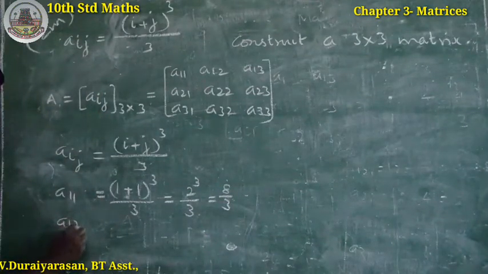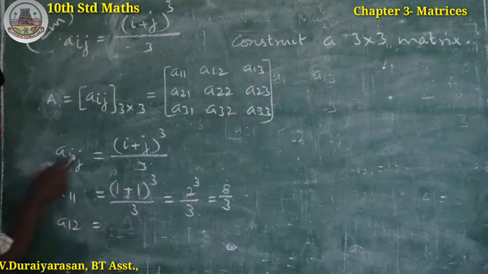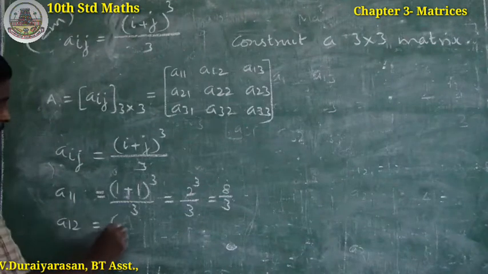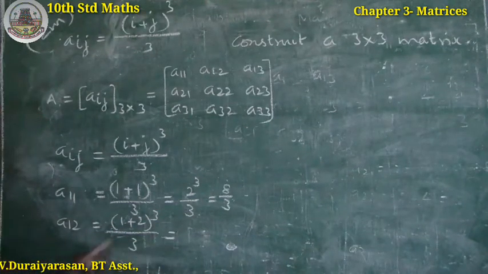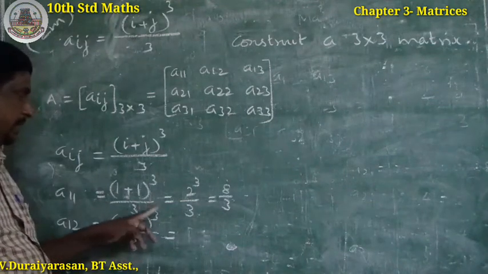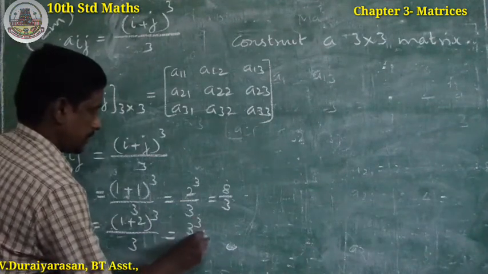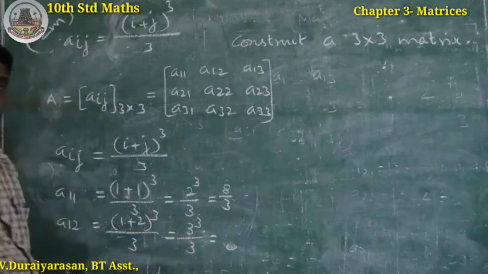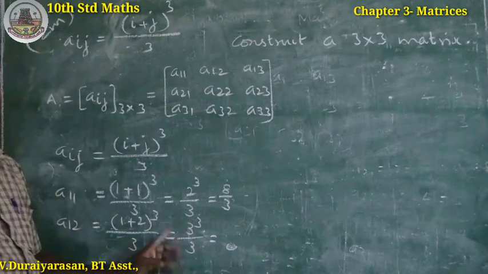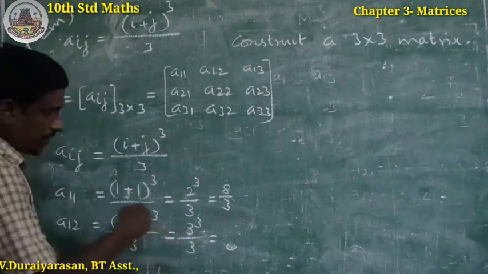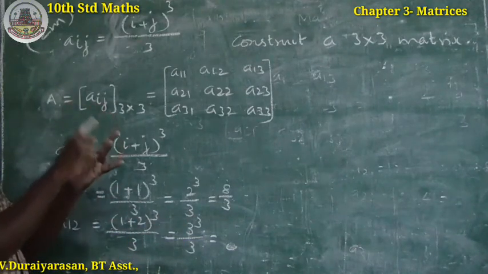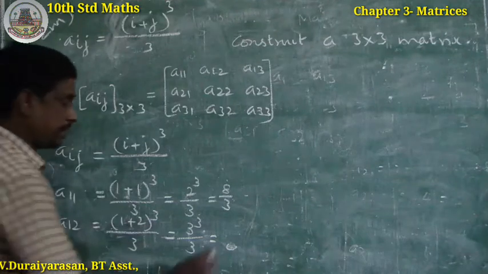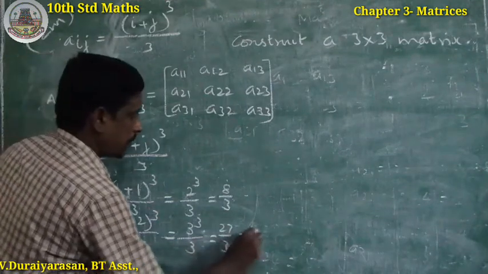Next to find A12. I equal to 1, j equal to 2. So (1 plus 2) whole cube by 3. 1 plus 2, 3. 3 cube by 3. Strike out one 3. So what is the other form? 3 cube, 3 into 3 into 3. 3 3s are 9. 9 3s are 27. 27 by 3 equal to 9.